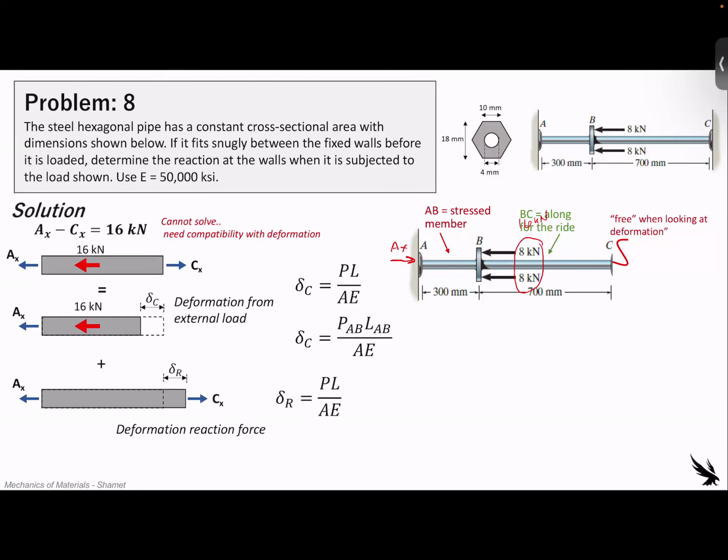Now let's look at the deformation from the reaction force. We remove the external forces. What we have is that this C_x is going to be applied in the other direction, and that should have a deformation associated with it. In this case, the entire length is being stressed, so we would use 1,000 millimeters.